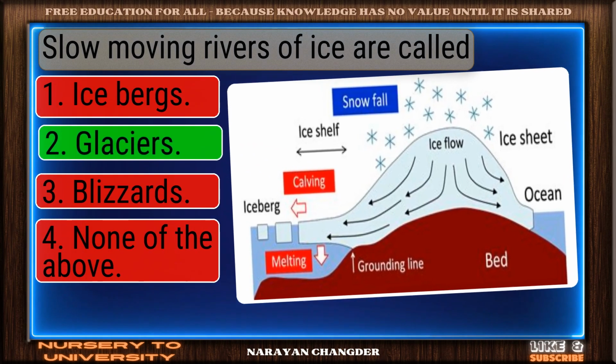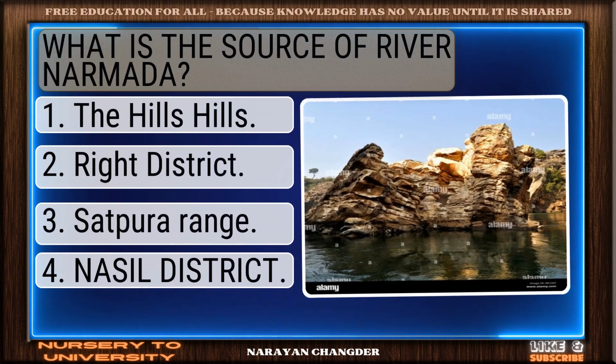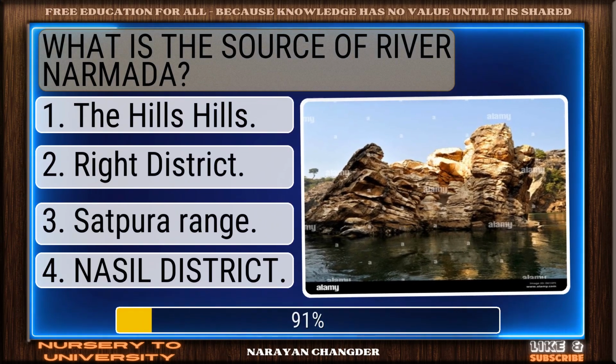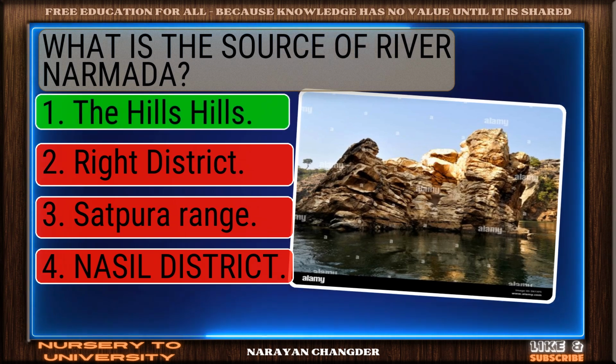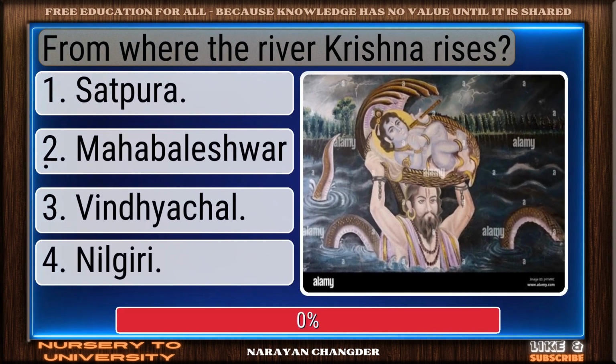Valid point. Glaciers is true. Question number 164. What is the source of River Narmada? Sharp thinking. The hills is the right choice. Question number 165. From where the river Krishna rises?